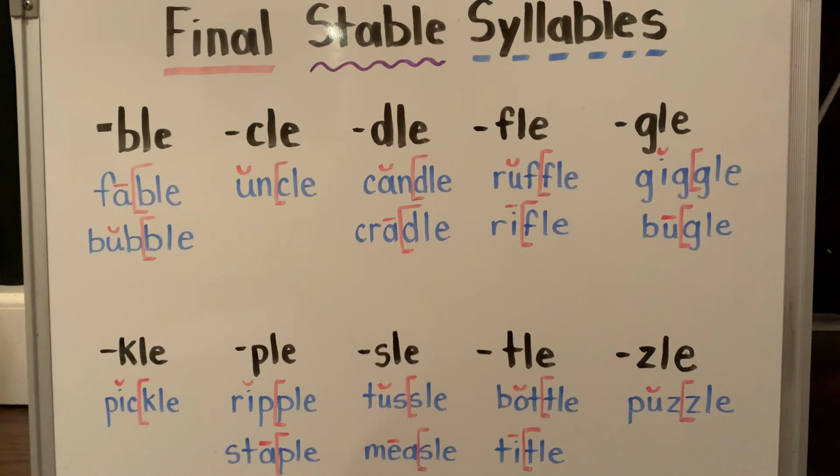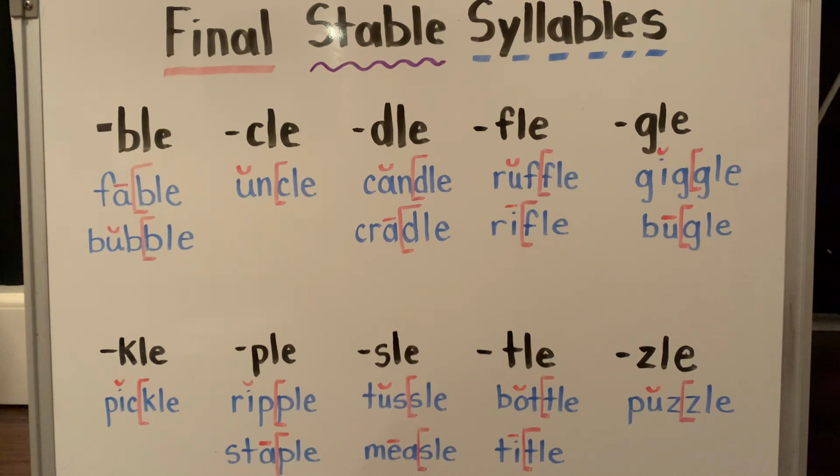So when you hear that sound at the end of a word, it's going to be using these patterns to make that sound. And then, of course, the word syllable means it adds a word chunk, a word part at the end of the word. So all of these add a syllable to the end of a word.